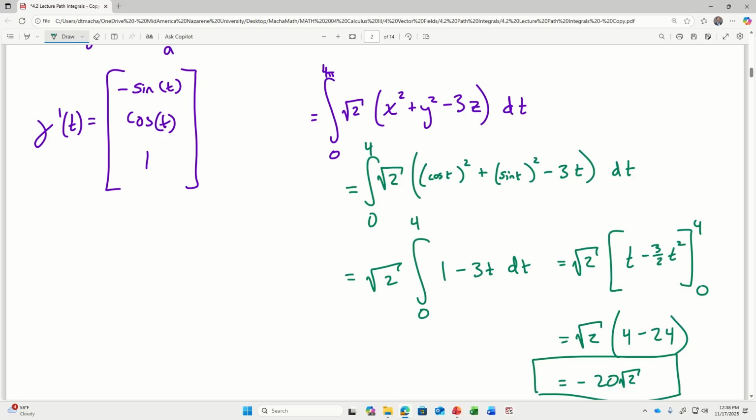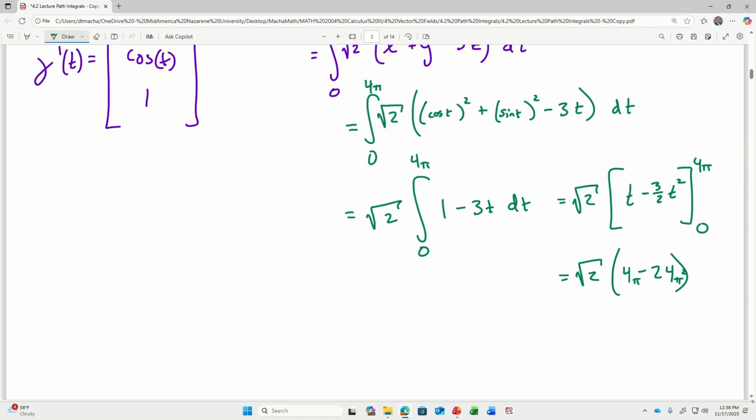Where'd the pi go? Good catch. Oh no, it's not that easy. I've got to think about that a little harder. So it's 4 pi minus 24 pi squared. And that's it.